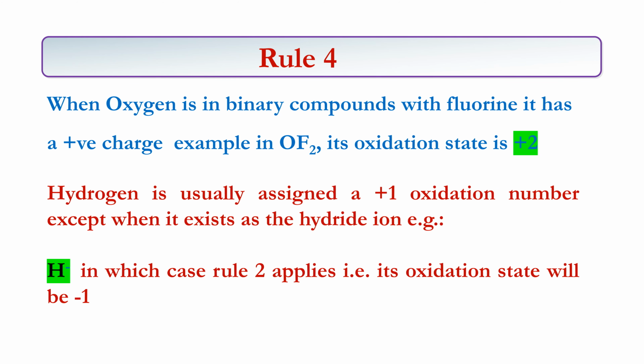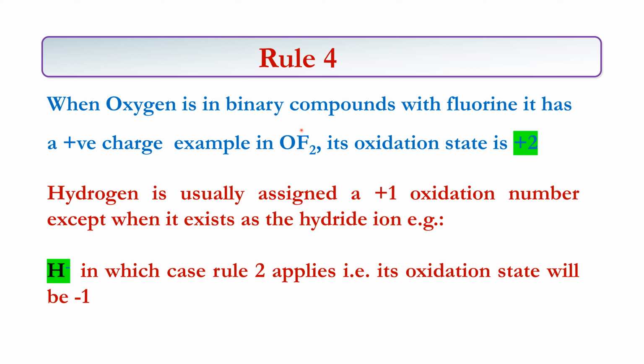We now look at rule 4. When oxygen is in binary compounds with fluorine, it has a positive oxidation number. An example is OF2. In OF2, the oxidation number of oxygen is +2. Remember that the normal charge for oxygen is -2. But whenever oxygen is in a binary compound with fluorine, its oxidation number is usually +2.